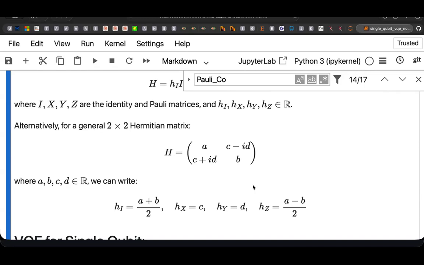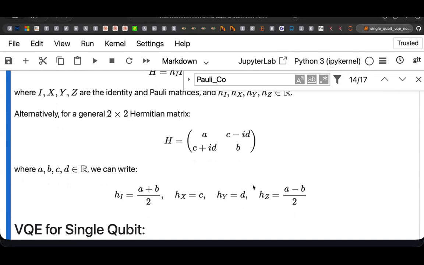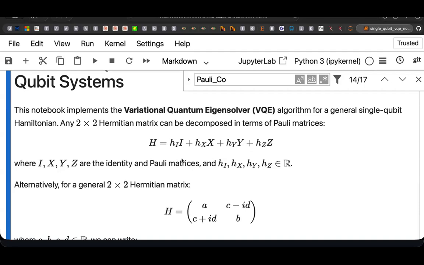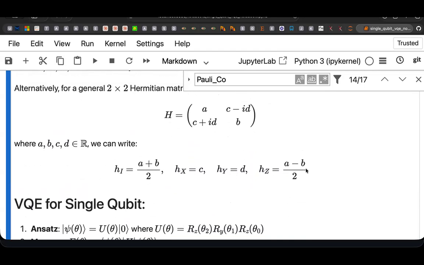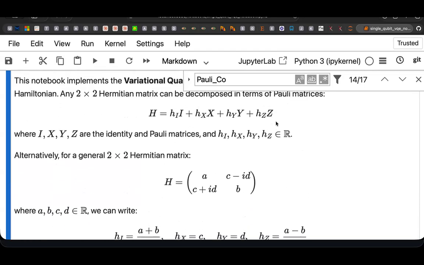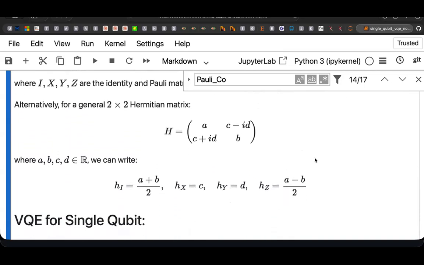So if you now look at the way we can set up the Hamiltonian matrix, we can define this H of I in terms of A plus B divided by 2, and that would give us this identity matrix. Then if I define A minus B, you will see that this could immediately lead to the usage of the Pauli Z matrix. Similarly, if D is defined as this H of Y, the constant, then we can rewrite the imaginary part here in terms of a Pauli Y matrix, and C would then lead to a Pauli X matrix.